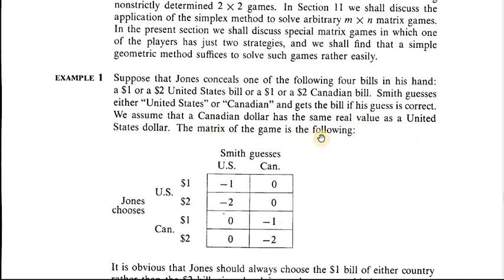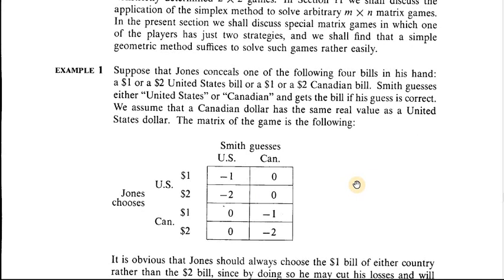All right, so you can see that Jones is either going to lose something or he's not going to lose anything. Certainly, Jones is not going to come out ahead, so it's not a fair game, but it is a zero-sum game. And here's how it works. If Smith guesses correctly, then he gets the value, and Jones loses the corresponding value, US or Canadian. Otherwise, Smith gets nothing. Right.